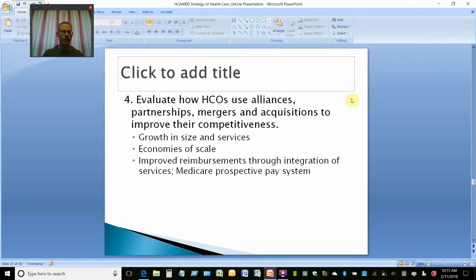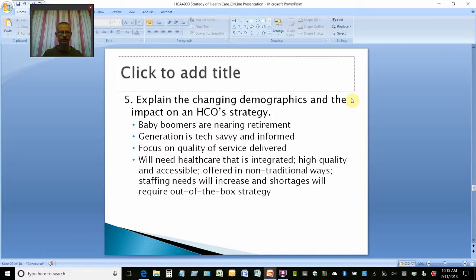And evaluate how HCOs use alliances, partnerships, growth in size and services, economies of scale, improved reimbursements through integration of services, Medicare prospective pay system, all fantastic opportunities through growth and diversification of services.